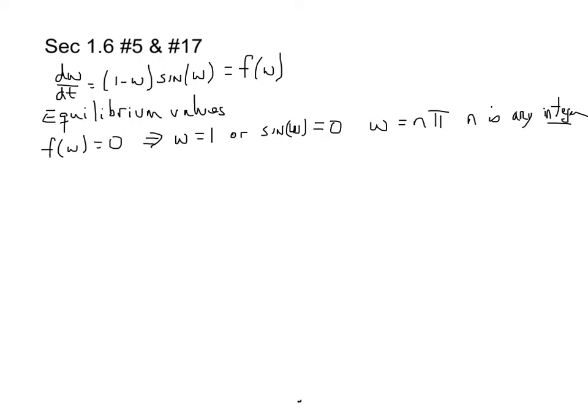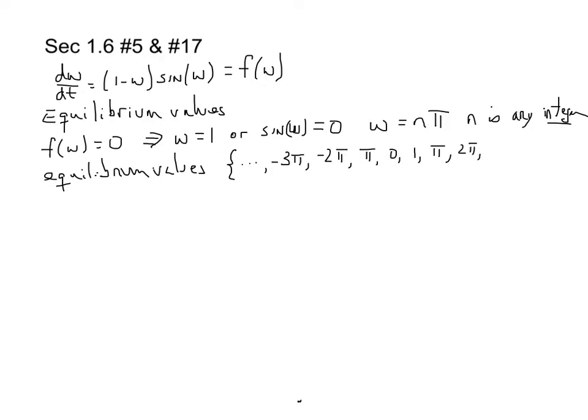So if I were to make a little list of equilibrium values, it would have to include the list. I'd have minus 3 pi, minus 2 pi, minus pi, 0, here's our 1, and then just multiples of pi. So there's an infinite number of equilibrium values for this problem.